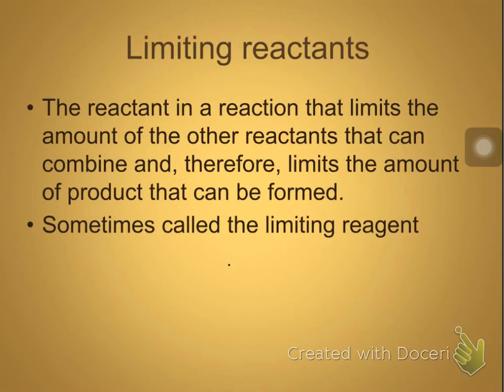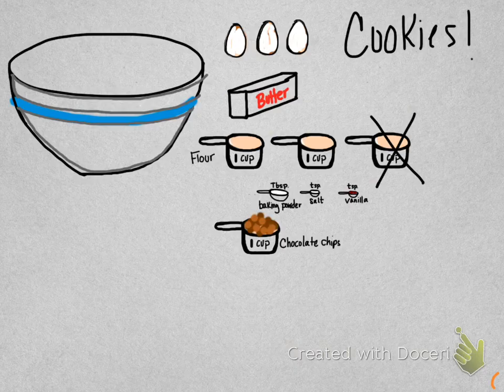The limiting reactant is the reactant in a reaction that runs out and therefore limits the amount of other reactants that can combine, and because of that, limits the amount of product you can form. Sometimes you'll hear this called the limiting reagent. In the case of our chocolate chip cookies, flour is your limiting reactant because that's what's going to run out first, and it's going to control how many of the other ingredients you can use, and how many cookies you can make.